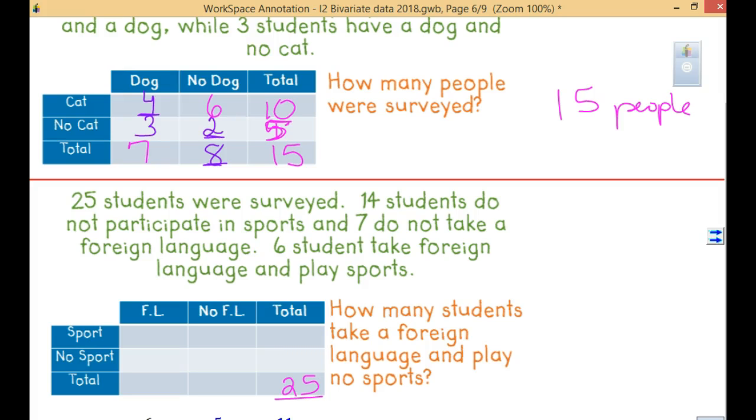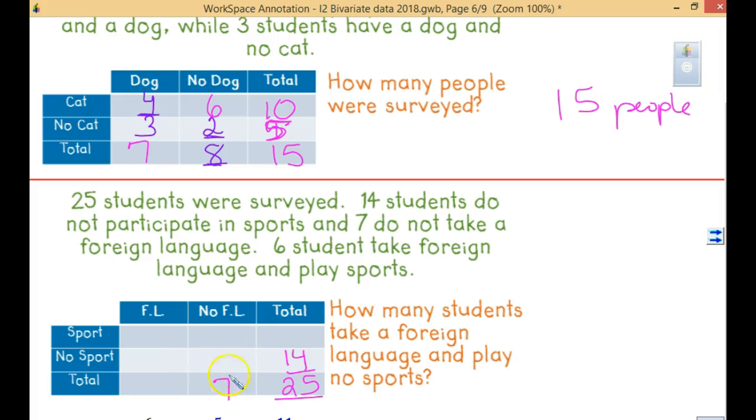After we have our 25, next piece of information, 14 students do not participate in sports. So we want to go to no sports, and we want to put in 14. That is our total that are not participating in sports. And it says, and 7 do not take a foreign language. So when we are looking at that, no foreign language, that's 7.